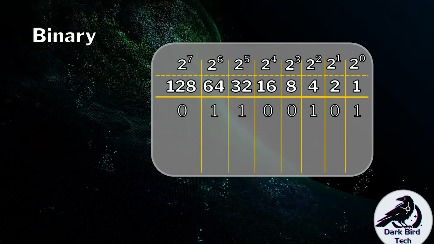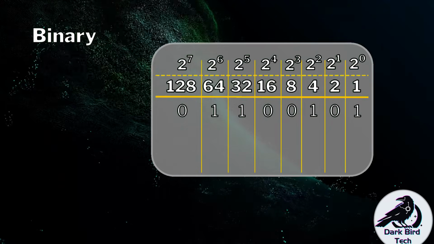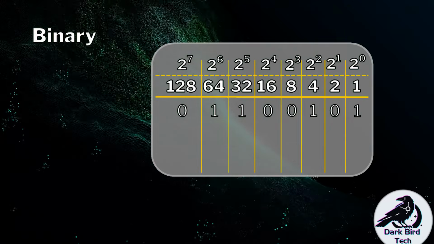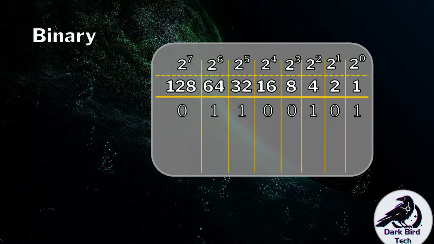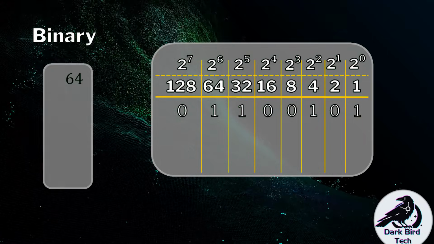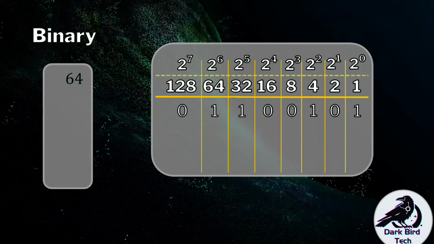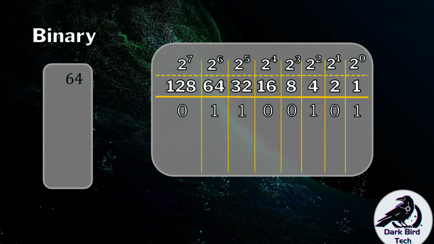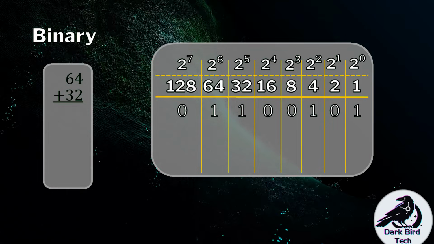So I've got a 0 under the 128 column, which means I'm not going to use that column. If I go and say 128 times 0, I'm just wasting my time and ink. So let's move along. I have got a 1 under the 64 column. So what I'll do is I'll write down 64. Then I look to the next column and I see, oh, I've got a 1 under the 32 column. Let me put 32 and add it to 64 now.